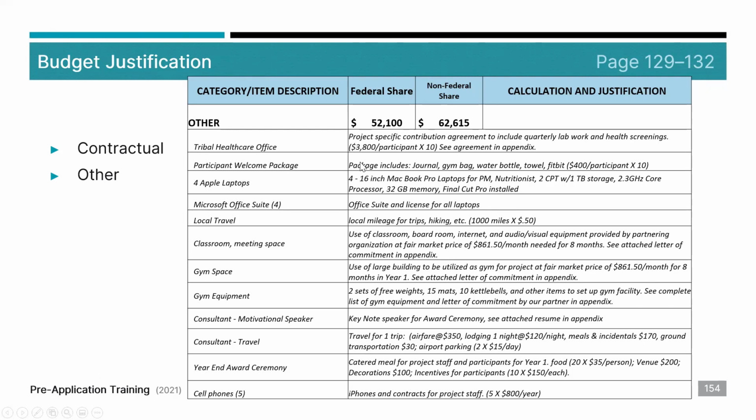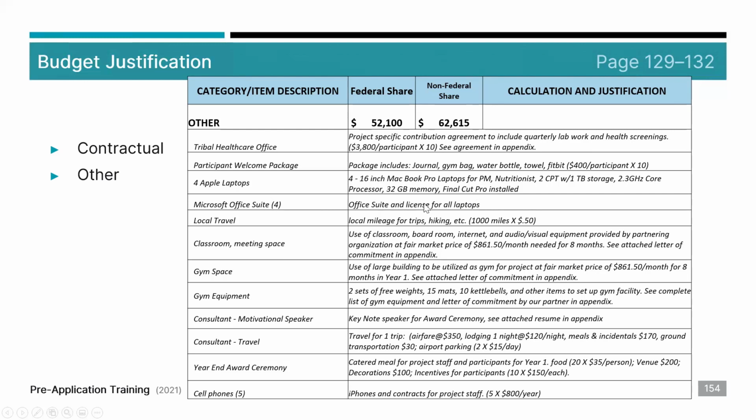The next one is their welcome package. So they broke it down to journal, gym bag, water bottle, towel, Fitbit at $400 per participant times 10 participants. The laptops were Apple laptops. So they give a breakdown of what they're getting for the amount. It's a 16-inch MacBook Pro for the PM nutritionist, 2 CPTs with 1 terabyte storage, all the core processors, the memory, and any software that's included.